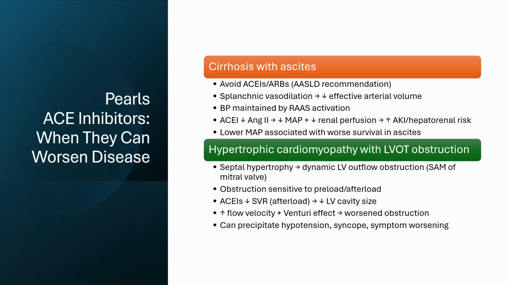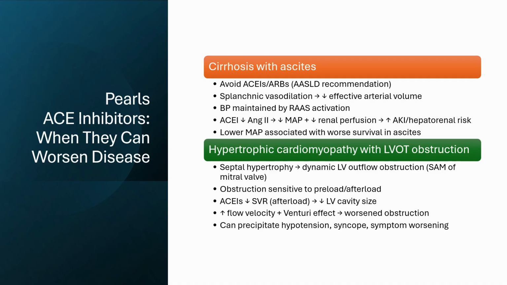The American Association for the Study of Liver Diseases explicitly states that ACE inhibitors and angiotensin receptor blockers should be avoided in patients with cirrhosis and ascites. This recommendation is based off of the pathophysiology. In these patients, they have a reduced effective arterial blood volume due to splanchnic vasodilation. These patients' blood pressure is maintained by a compensatory activation of the RAS system in response to splanchnic and systemic vasodilation.